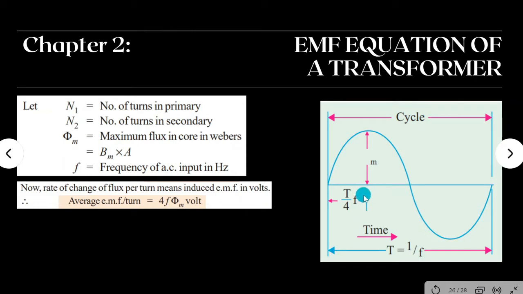So the average rate of change of flux will be equal to the maximum flux divided by 1/4 of the frequency. That is equal to 4 times the frequency multiplied by the maximum flux. Now the rate of change of flux per turn means induced EMF in volts. So the average EMF per turn is equal to 4 times frequency multiplied by the maximum flux, in volts. The unit of this average EMF is of course volts, since it is EMF.